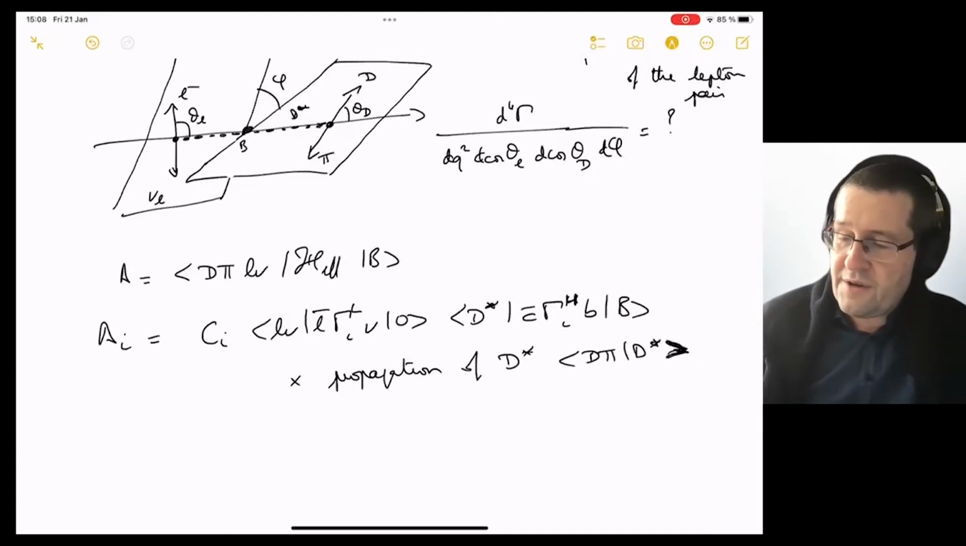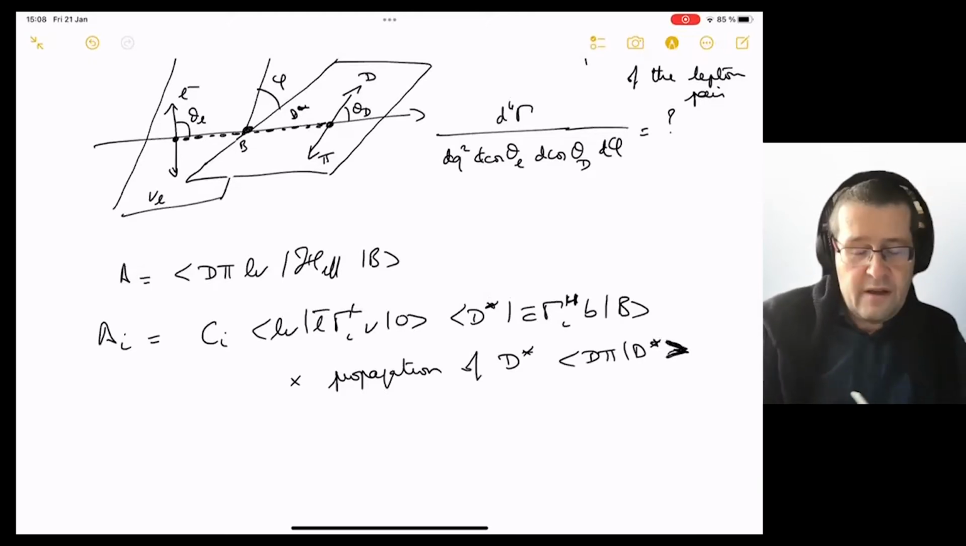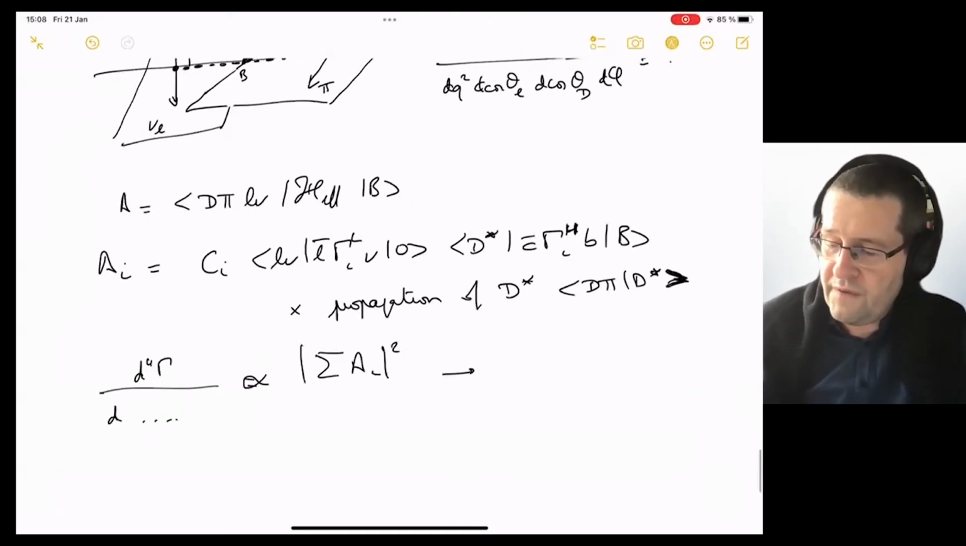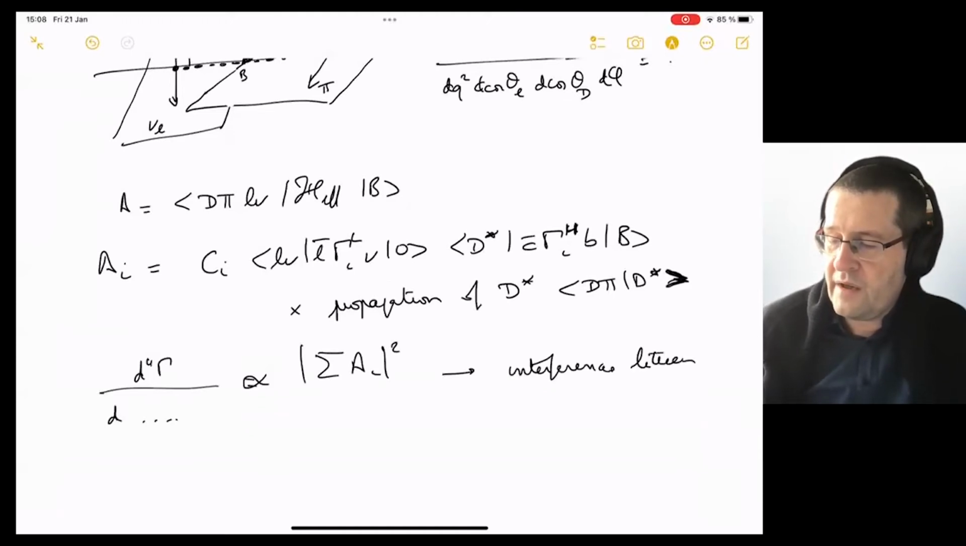And actually your differential decay rate is going to be proportional to the sum of all these contributions. So you see that actually you're going to get interferences between the different amplitudes.